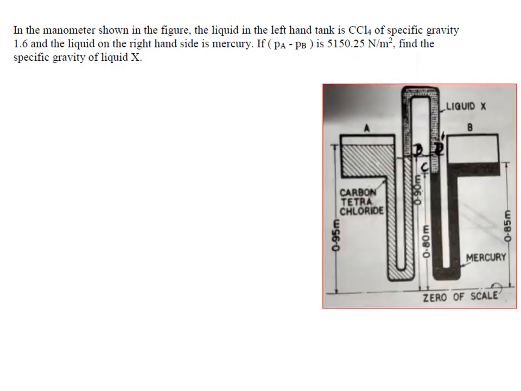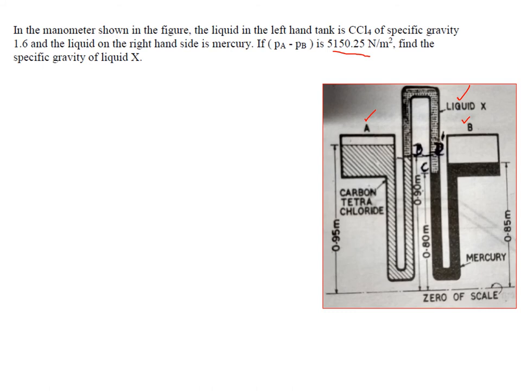So this is the problem where again we have two limbs which are connected by a manometer. We are required to find the specific gravity of this liquid. The pressure difference between point A and point B is given, which is 5150.25 Newton per meter square. You have to find the specific gravity of this liquid. All the distances are given, and a zero scale is also given.